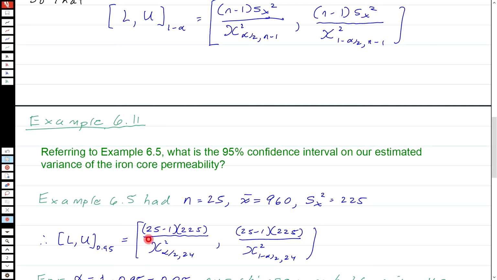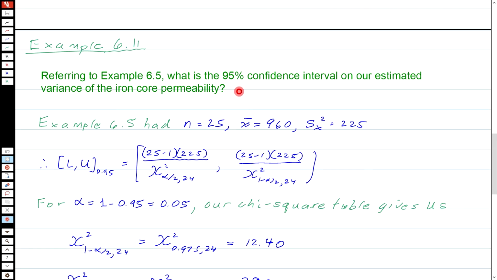So I just plug in the numbers, 25 minus 1 times the s_x squared, which is 225, and same thing on the right-hand side. So I just need to figure out what these two quantities are here. Chi-squared alpha by 2, so this is the point along the horizontal axis with area above it of alpha by 2 with 24 degrees of freedom. And this chi-squared 1 minus alpha by 2 will be that point with area below it of alpha by 2.